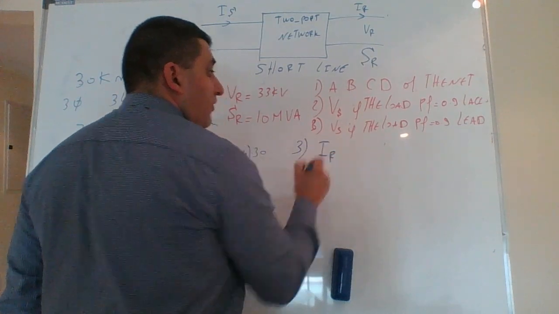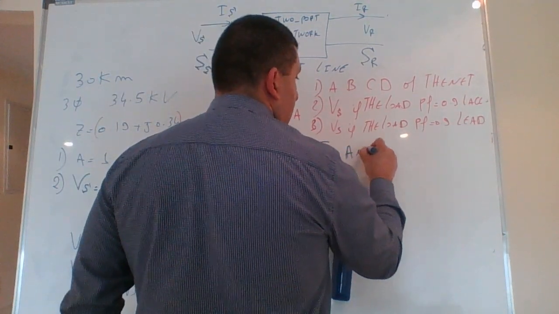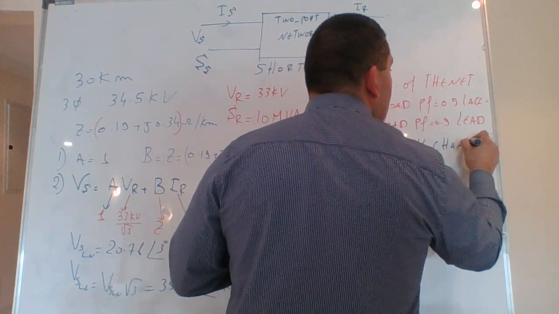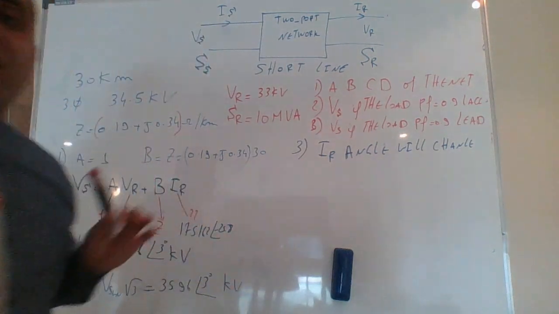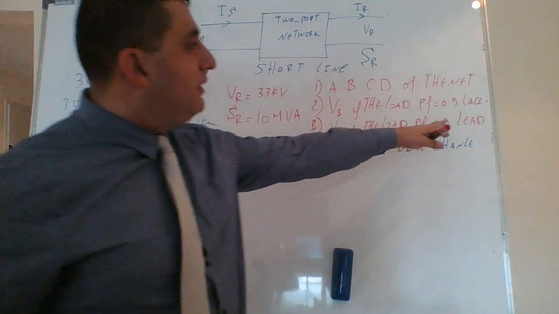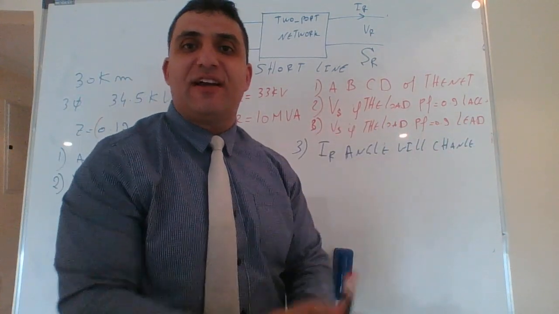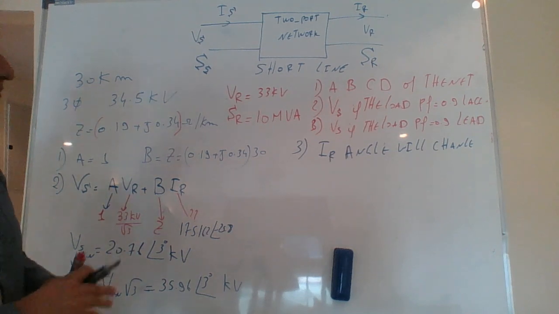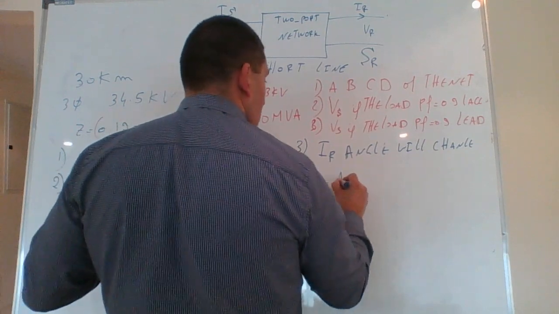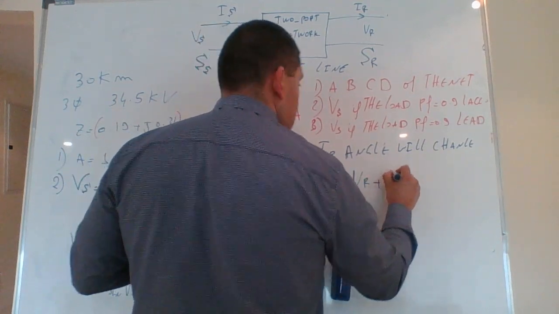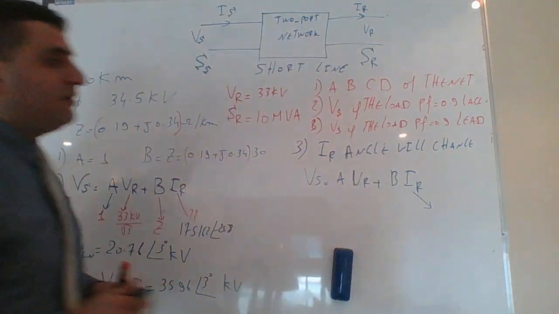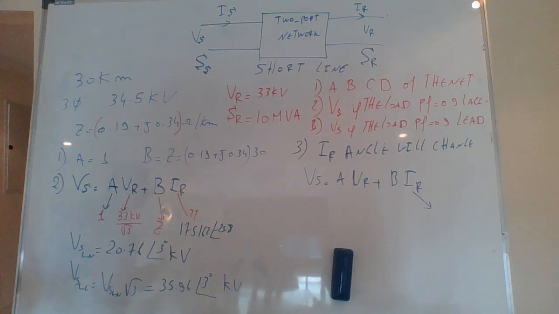The angle of IR will change in sign. Because now it's a leading, the sign of the current will change, the magnitude of the current will stay the same. And I will do the same. VS will be exactly the same, AVR plus BIR. The same as before, except in here I have the angle of the current change.